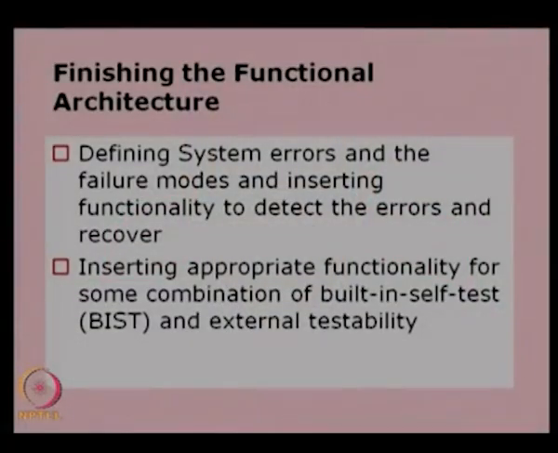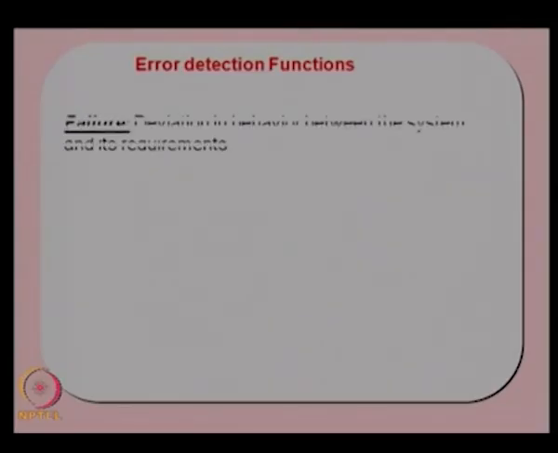Now how do we provide these? So in order to provide these functions, we need to define some of the terms which actually define the fault identification. So we define these functions as error detection functions. So these are the functions to be provided, they are the error detection functions. So in order to find out how to provide this function, we need to define these terms like failure.